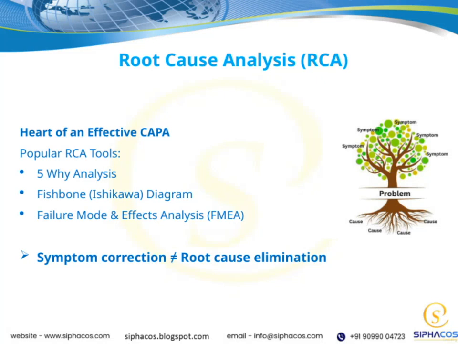Let's take a closer look at the heart of an effective CAPA. When it comes to root cause analysis, there are some popular tools that can really help us dig deeper. One is the 5 why analysis, which involves asking why repeatedly until we uncover the underlying cause. It's simple but powerful for identifying fundamental issues. Another is the fishbone, or Ishikawa diagram, which visually maps out all possible causes of a problem, helping us see the connections and root sources more clearly.